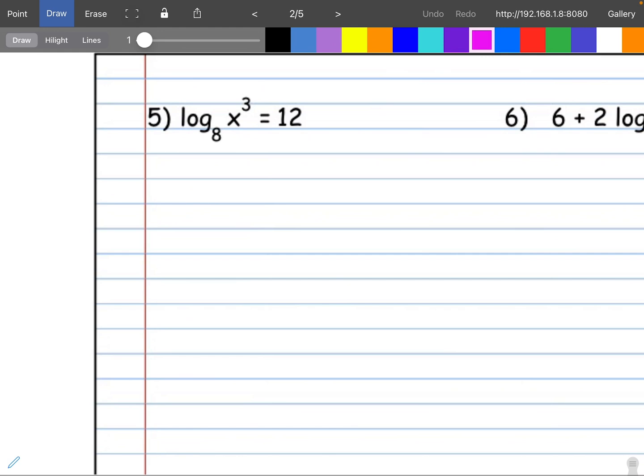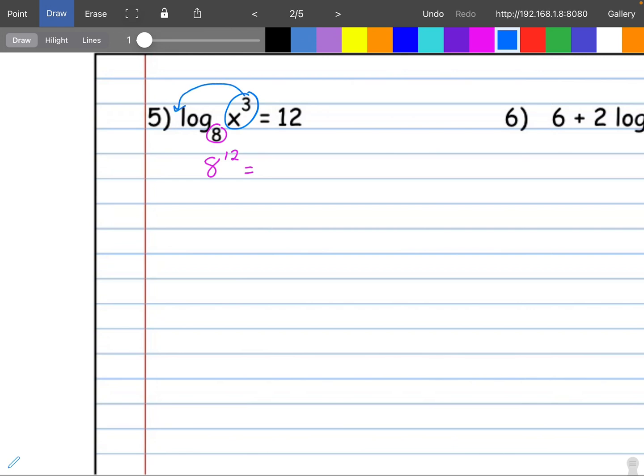So we look at how many logs we have in our problem. We only have 1 log in the entire problem. Therefore, that means that we're going to want to change it to exponent form. Now, when I do that, remember, identify your base first. So your base is 8. So we have 8 to what power? 12. And then it's going to equal whatever is right here, including the exponent.